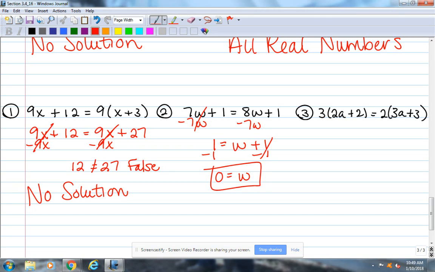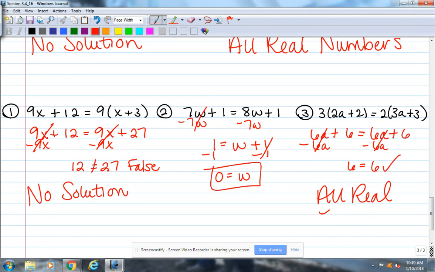Does that make sense? All right, and number 3, what do we do first on number 3? What do we get on the left-hand side? 6A plus 6. And what do we get on the right-hand side? All right, so it already looks like it's going to be the same on both sides, right? So we subtract 6A, cancel, 6 equals 6. True or false? So what do we say? All real numbers. Raise your hand if you got all real numbers.